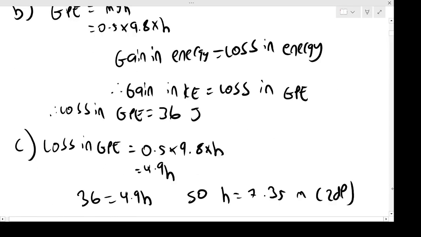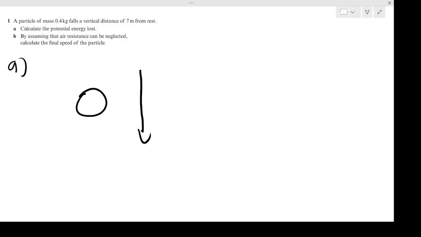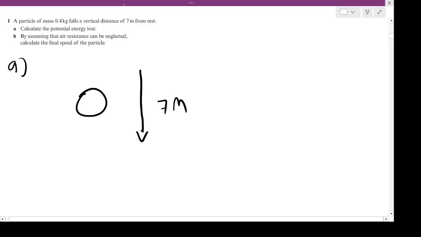Right, let's have a look at this example. We're told a particle of mass 0.4 kilograms falls a vertical distance of 7 meters from rest. Calculate the potential energy loss. So again, we've got some object that's falling down, and we're told it falls 7 meters. I'm told the mass, I'll use that in a moment.